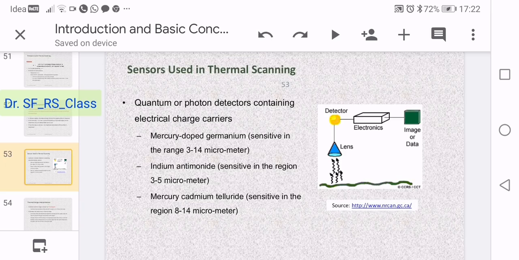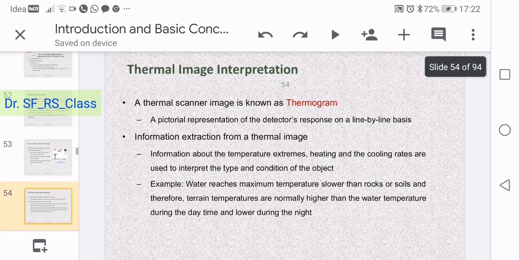And you can see here the lens, detector, electronics and the image generated out of it in the figure. And let us see how we can interpret a thermal image. A thermal image is basically known as a thermogram. It's a pictorial representation of the detector's response on a line-by-line basis, how the detectors responded to the radiations or thermal emissions from the objects.